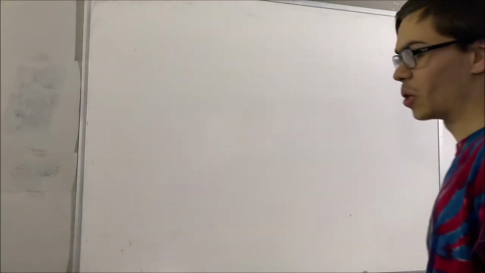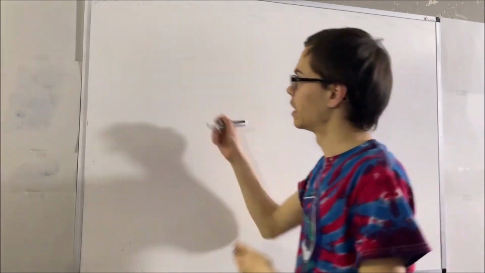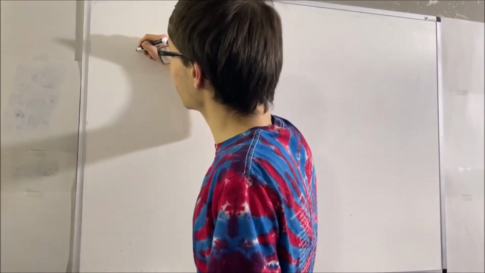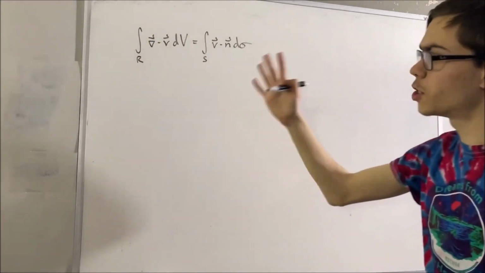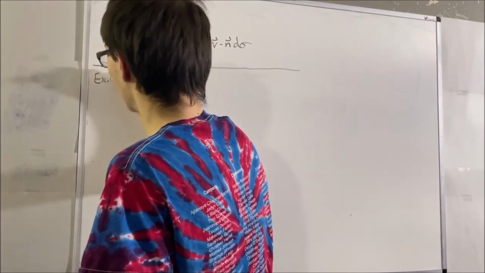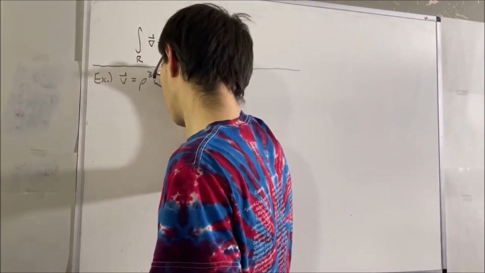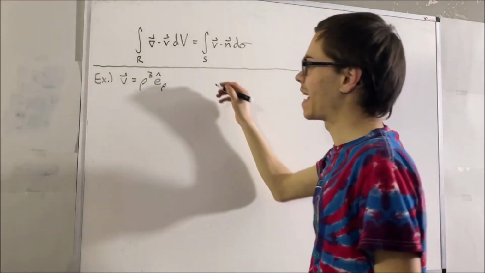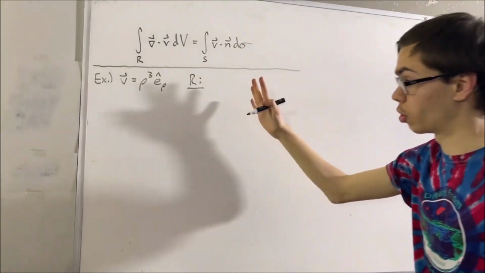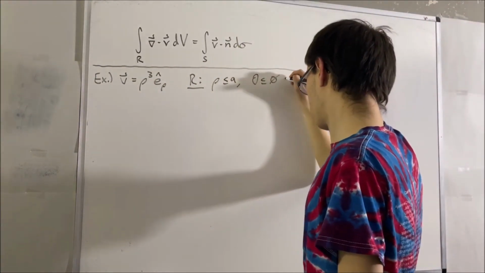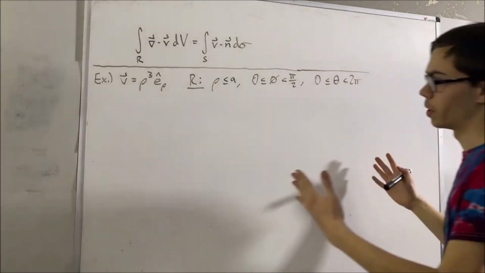All right, so in this video, we're going to look at an example where we verify the divergence theorem. If you recall, the divergence theorem states this. And so for our example, we're going to say that our vector field is given in spherical coordinates, right? We're also going to say that our region has constraints that are also given in spherical coordinates. So this is basically what we have.